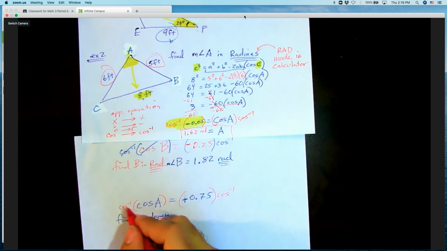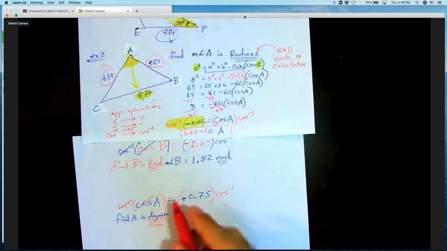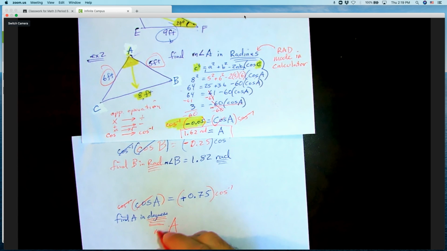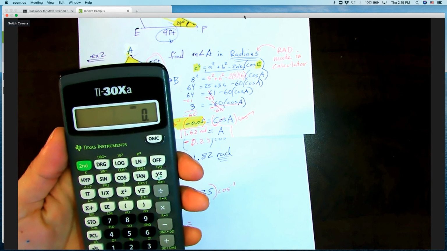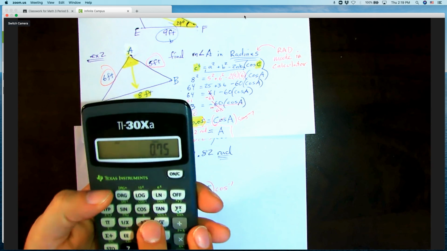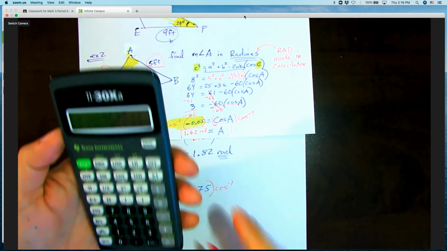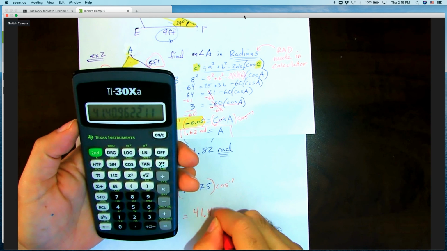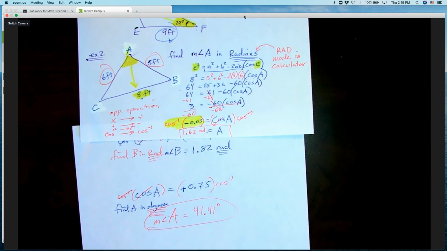All right, when we do that, look, these cancel because they're inverse. And we get the measure of angle A is going to be equal to, in degrees, I'm in degree mode, notice, DEG, and I'm just going to go 0.75, right? Second and cosine, so we get the inverse cosine, and we get 41.41 degrees.